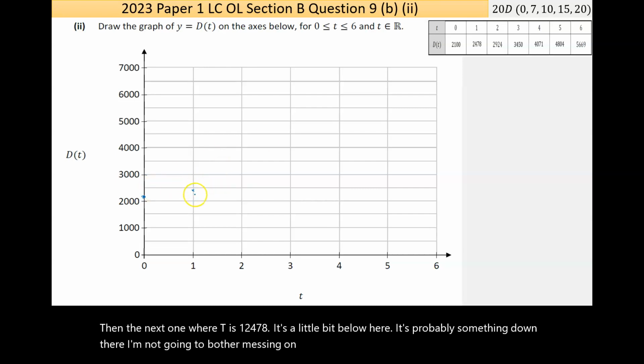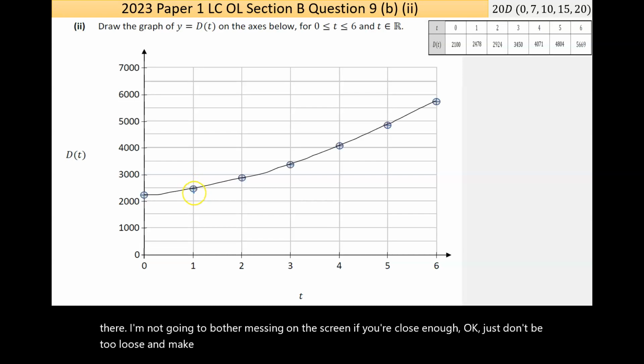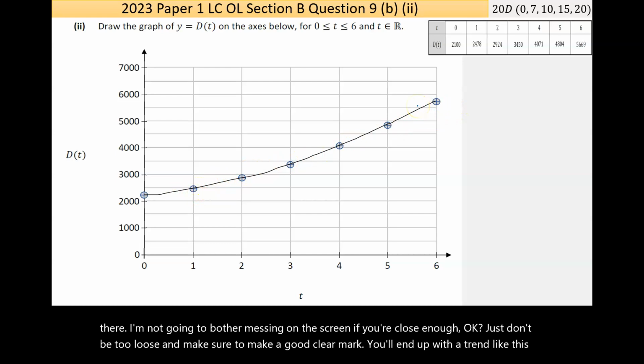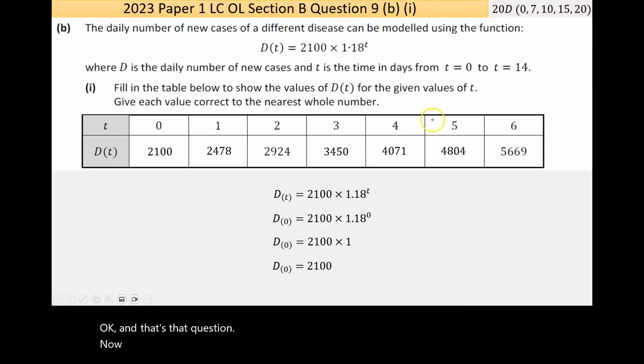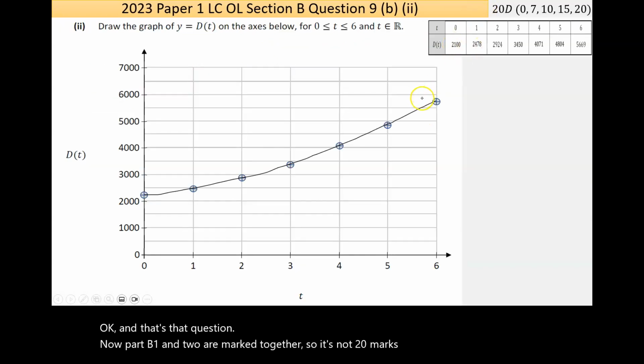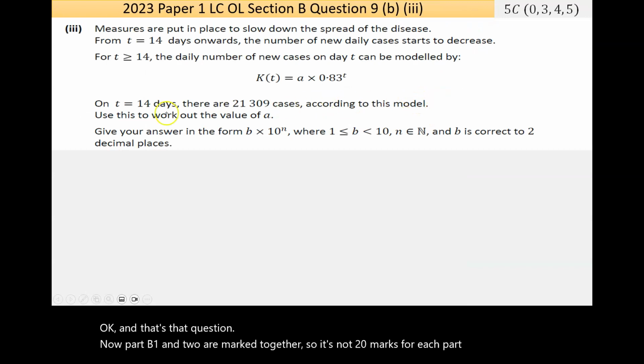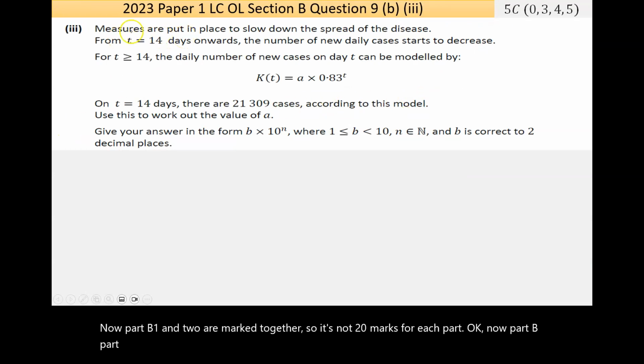If you're close enough, okay, just don't be too loose and make sure you make a good clear mark. You'll end up with a trend like this, okay, and that's that question. Now, part B1 and 2 are marked together, so it's not 20 marks for each part, okay. Now, part B, part 3, oh, the words.